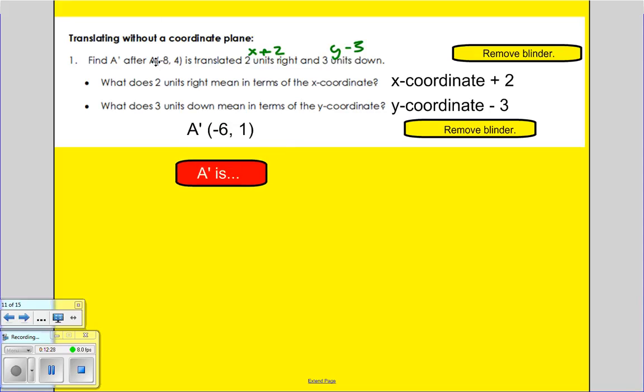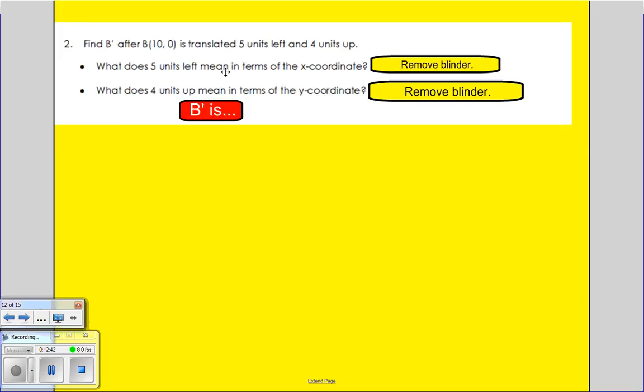So we're taking our original coordinates, which is the original A. Negative 8 plus 2 is negative 6. 4 minus 3 is 1. For this one, letter B, you are translating 5 units left and 4 units up. I want you to find the new coordinates.